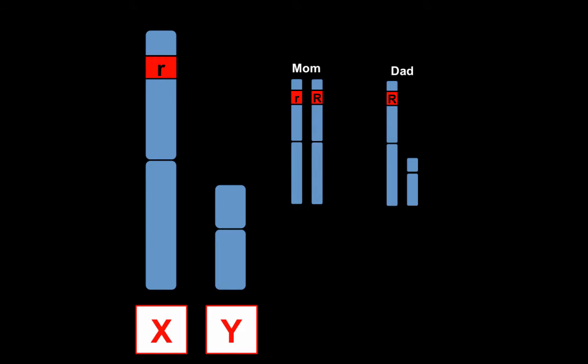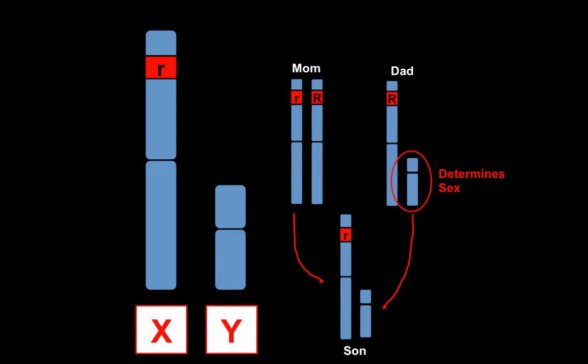And in general, the way that's going to work is that the dad is going to be the one that determines the sex of the child, because he's the one that either gives an X or a Y. And then the mom is going to be the one that really kind of determines the traits, at least for the males. So in this case, the mom gave a recessive allele, so that kid is going to have whatever recessive trait that is. All right, so again, remember, this is a male and this is a female.